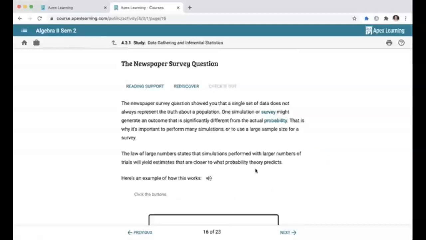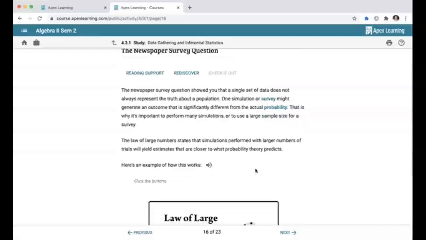So then in the newspaper survey question, you're going to notice that you have a single set of data, and that single set of data doesn't always represent the truth about a population. So one simulation or survey might generate an outcome that is significantly different than the actual probability, and there are many reasons why this can be true.